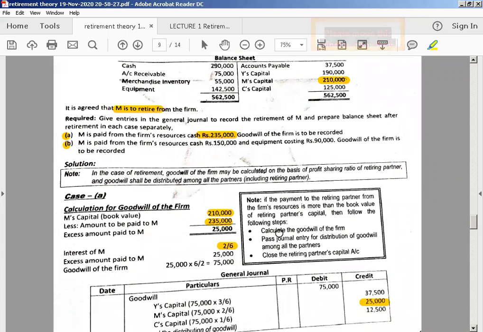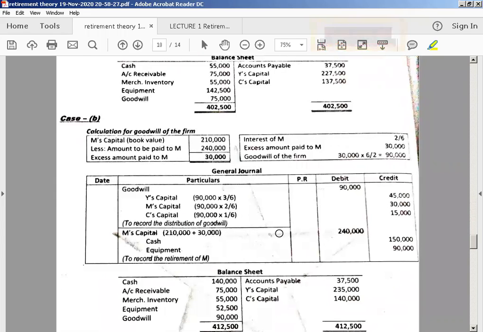Okay, now the journal entry for the retiring partner, M. What is M's own capital? 210, and he is leaving the firm with 240, meaning 150,000 cash plus 90,000 equipment. The total value is 240. Again, your goodwill is 30,000, because you will subtract 210 from 240; the answer for goodwill is 30,000.